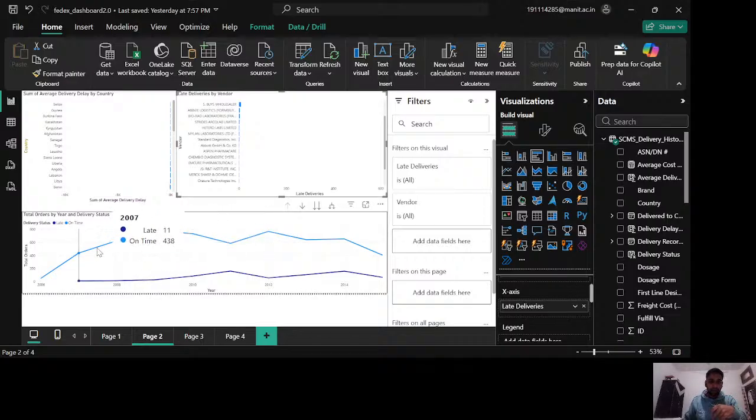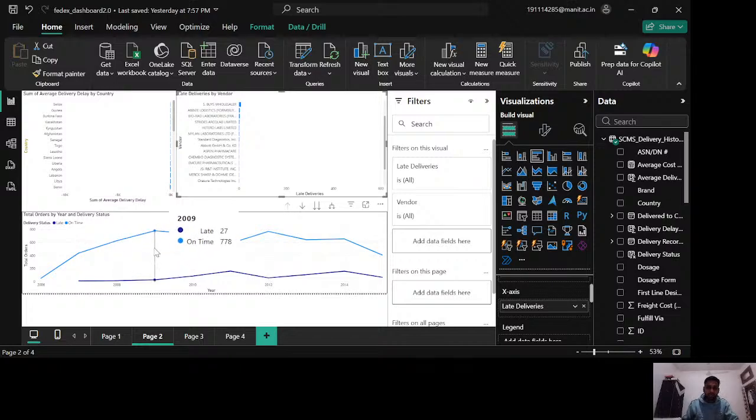Now our next visual is of total orders by year and delivery status. In 2006, we have the fewest orders, but almost all are delivered on time, that are 51. Then in 2007, we have an increase in the number of orders, but on-time orders also increase, as well as late orders coming into the picture. So in 2007, we have 449 orders in total, and we have 438 on time and 11 not on time.